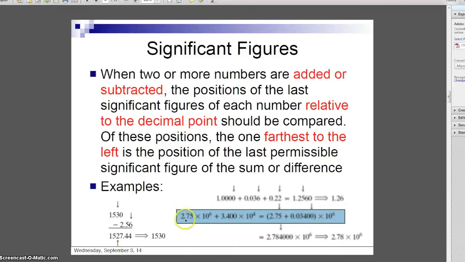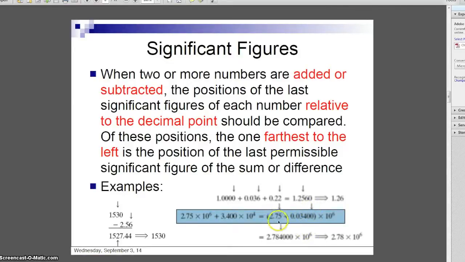So it's 2.75 times 10 to the power of 6 plus 3.400 times 10 to the power of 4. So we end up rounding everything to the power of 6. So it ends up 2.75 plus 0.03400. So I guess they're keeping it to 4 significant figures here.